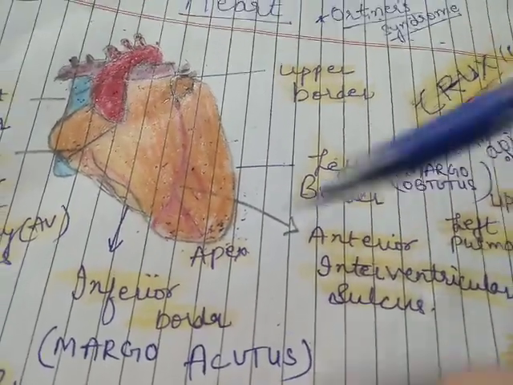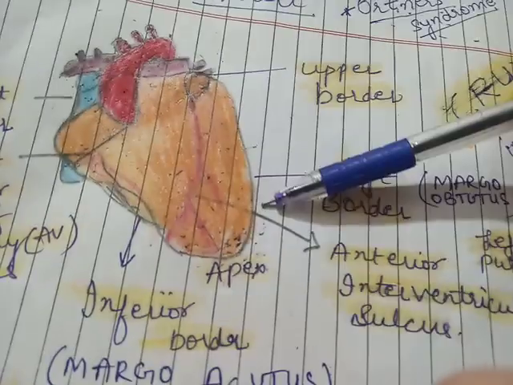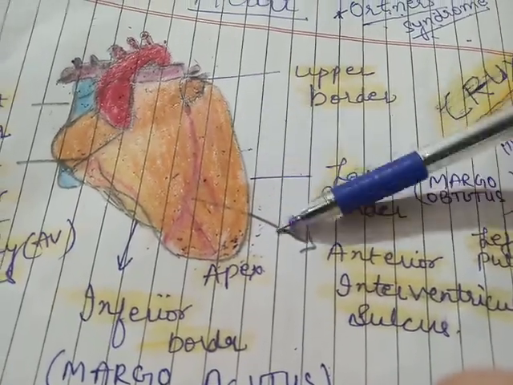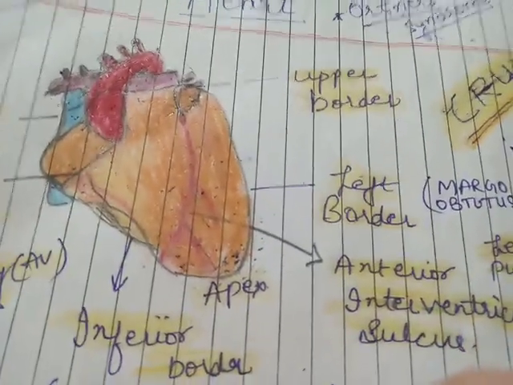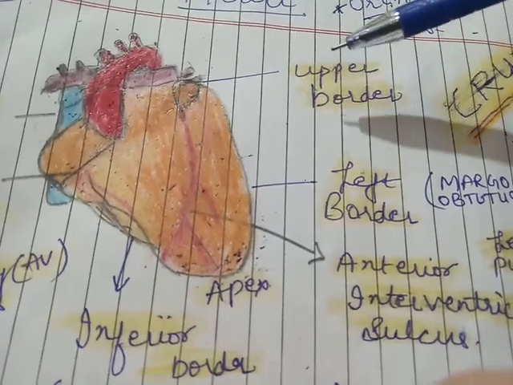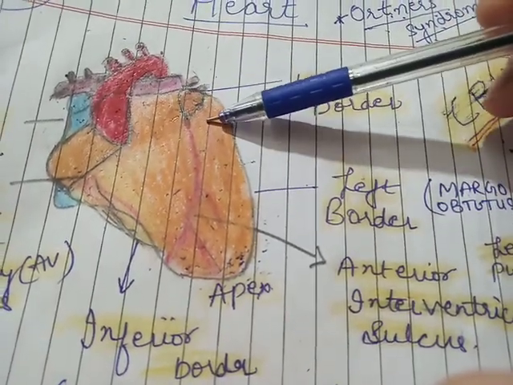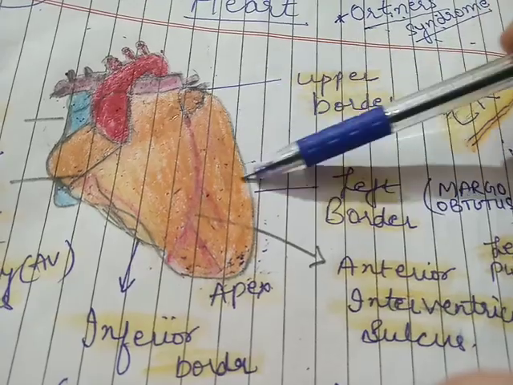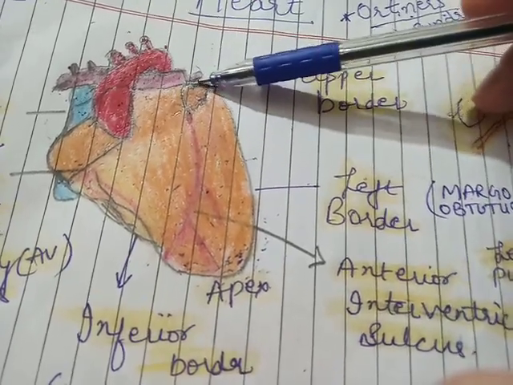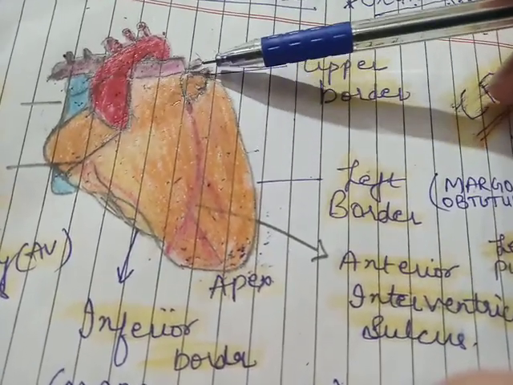Now come to the left surface. Left surface is this side. It is directed upwards, downwards, and towards the left, right? It is formed mainly by the left ventricle and partly by the left atrium and auricle, right?